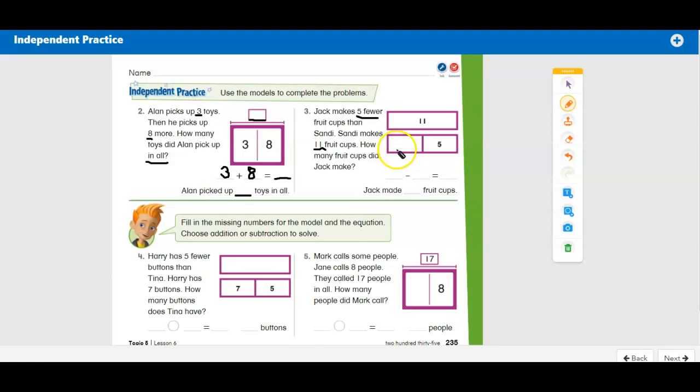So we need to find our missing number in the model. We know we have 11 total minus the 5 fewer cups, and we need to find how many cups Jack made. So your missing number that you will find in the model will fill in all of the blanks. They will be the same number. So think to yourself, blank plus 5 equals 11. What number plus 5 equals 11? And that will be your answer for all of the blanks.